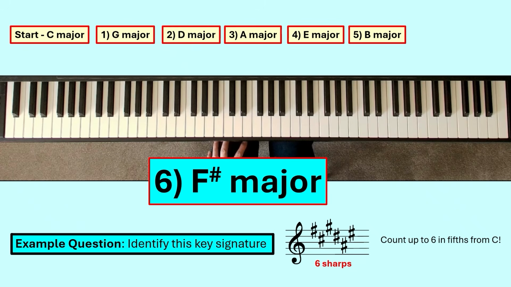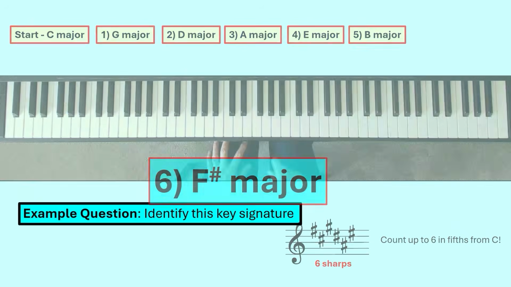As we now know our order of sharps, we can also name these sharps too. This is F sharp, C sharp, G sharp, D sharp, A sharp and E sharp.